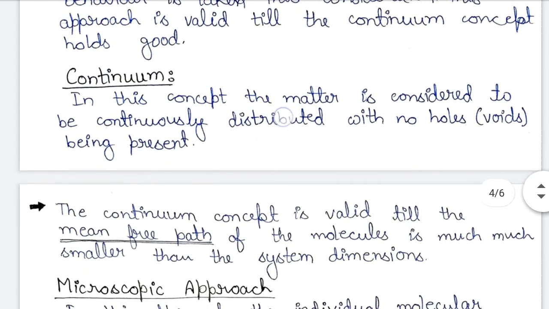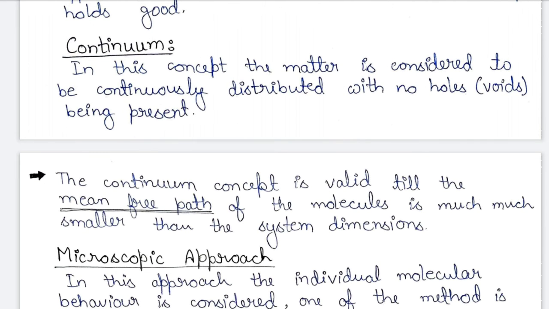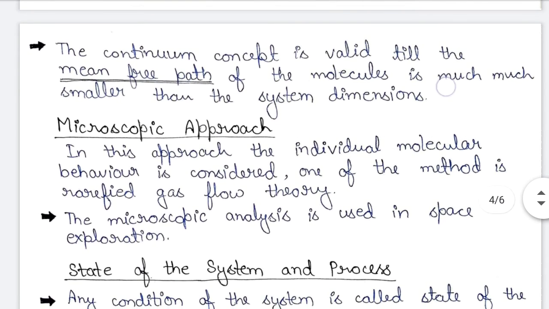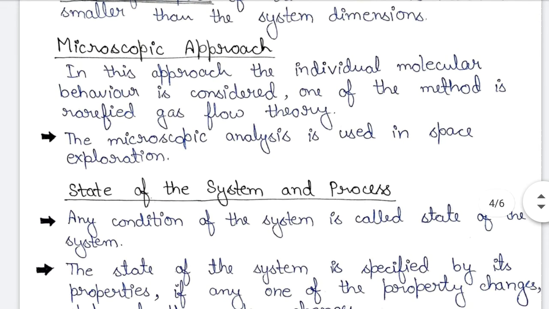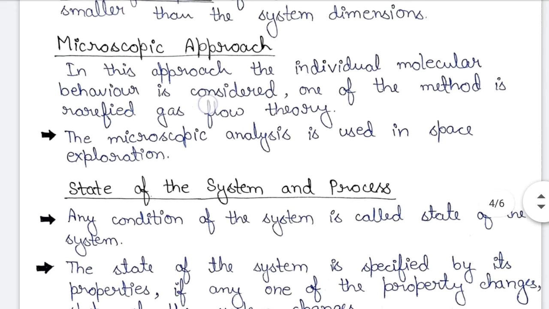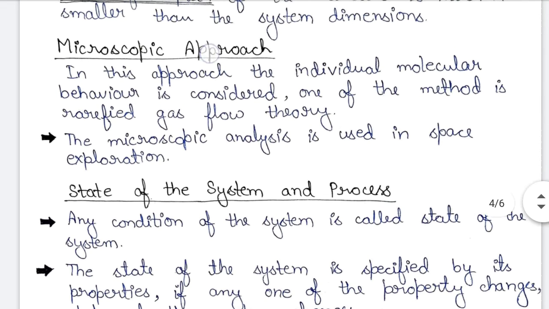In this concept, the matter is considered to be continuously distributed with no holes being present. Continuum means continuity. So we assume that the matter is continuously distributed in the system. Now the continuum concept is valid till the mean free path of the molecule is much smaller than the system dimension. Now in the microscopic approach, we will consider the molecular behavior. So we will study at the molecular level in the microscopic approach.